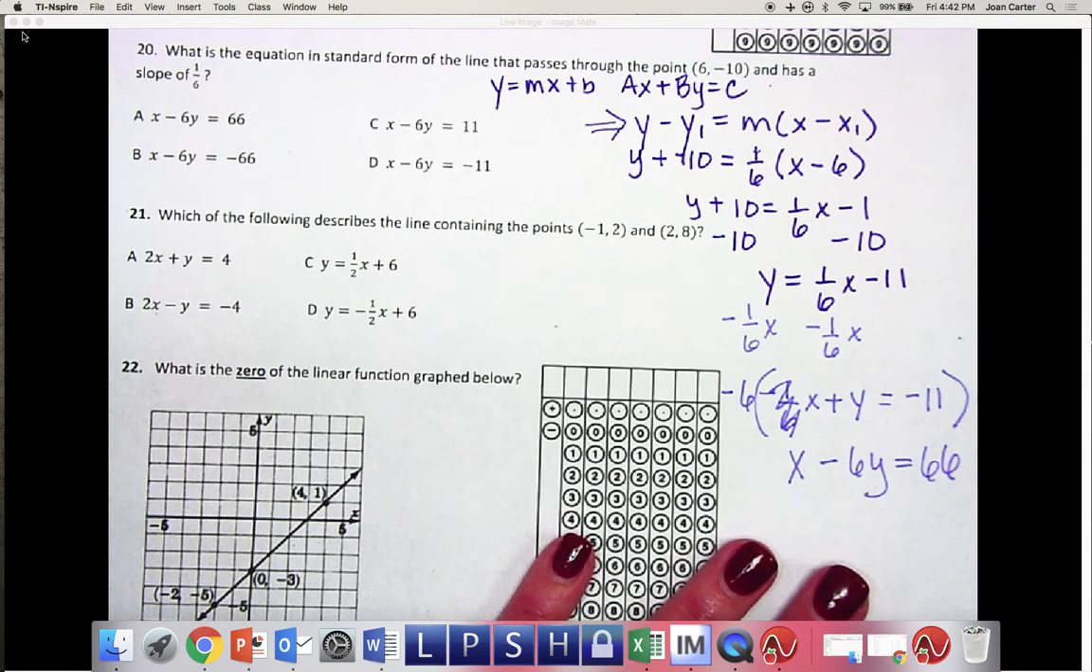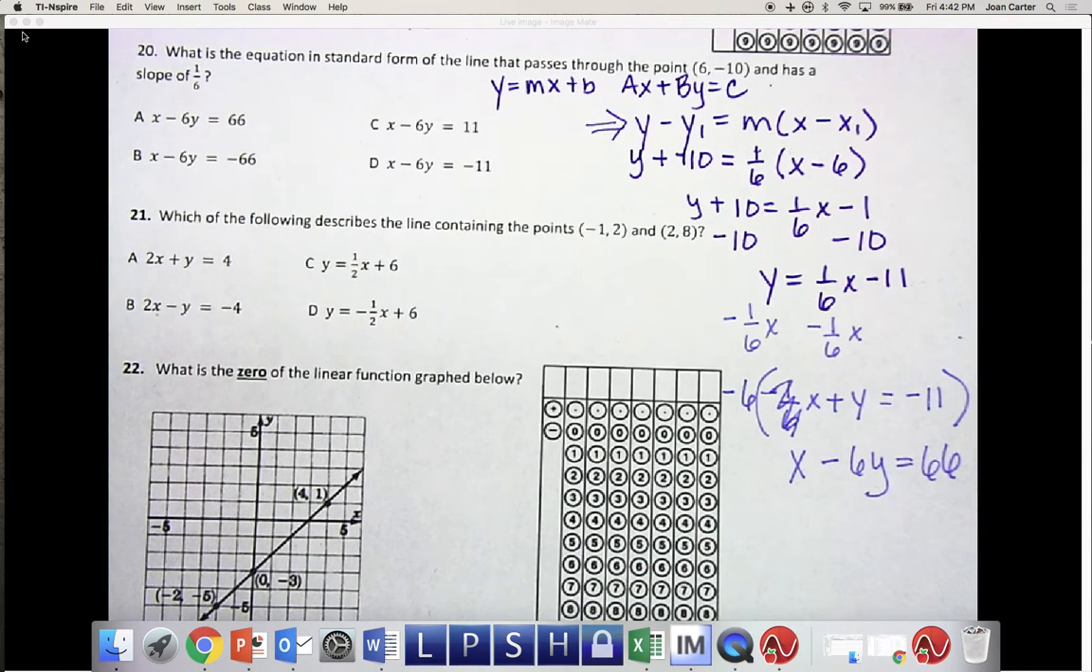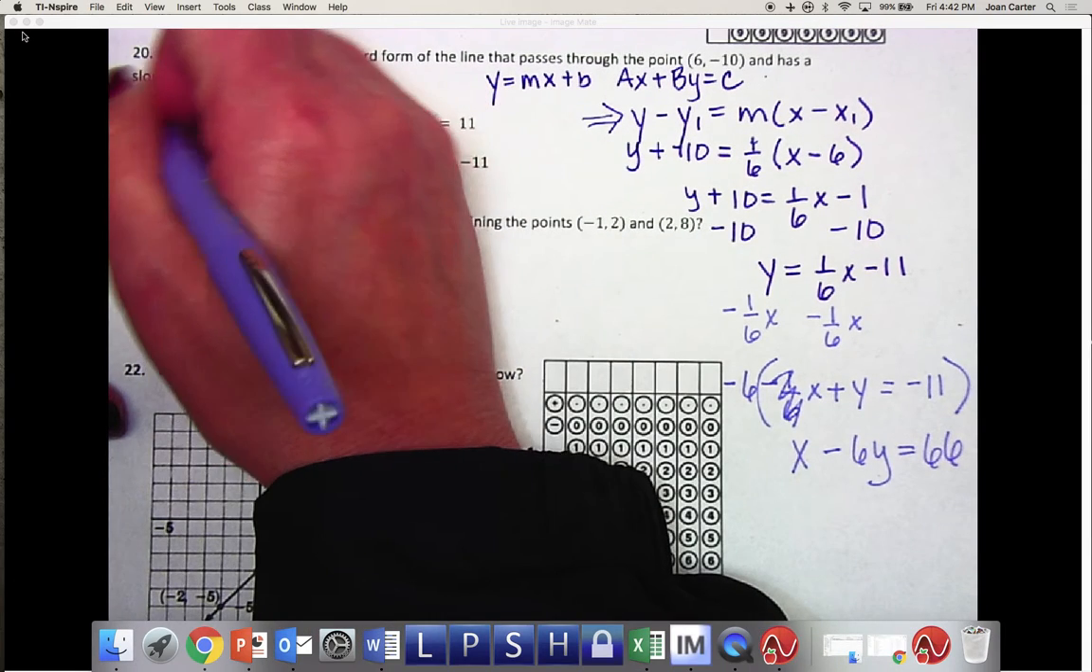Well, that was a long problem, but doable. So I'm going to come back up here, and the one that matches is A.